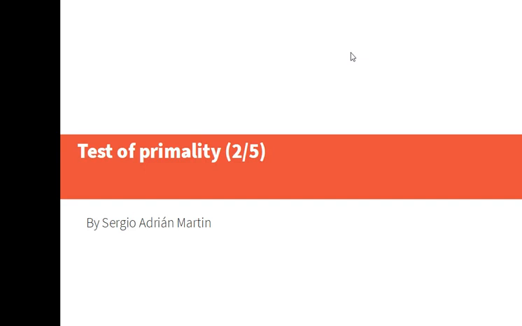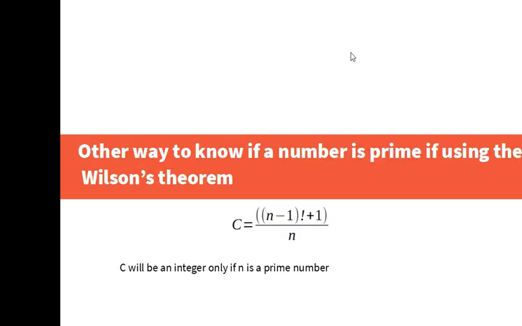Okay, types of primality, second part, by Sergio Adrian Martin. Another way to know if a number is prime is using Wilson's theorem. That is the formula. C will be an integer only if n is a prime number.